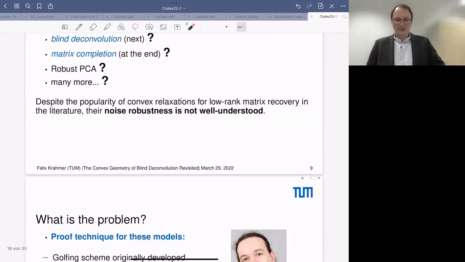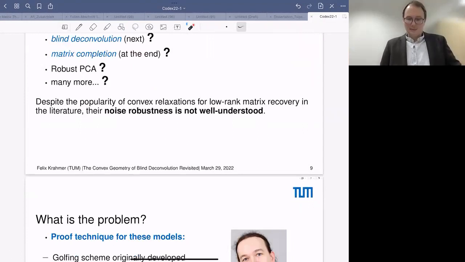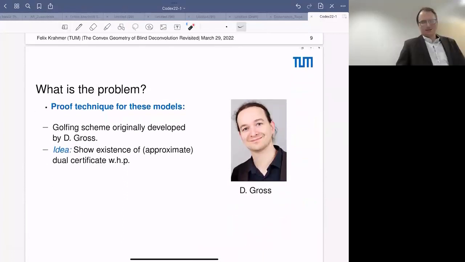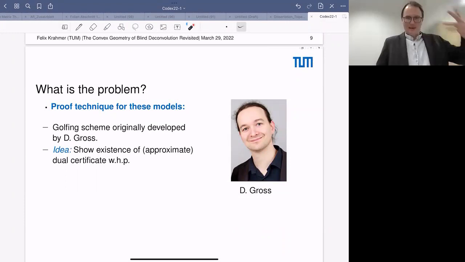To summarize, despite the popularity of convex relaxation for low-rank matrix recovery in the literature, its noise robustness is not well understood. And so what is the problem? I'm talking from the perspective that we had when we started working on this problem.